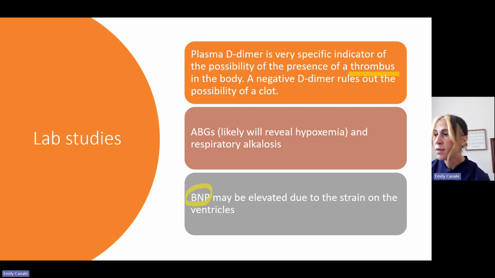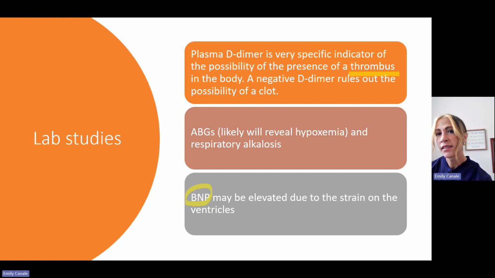The ABGs later, though, they could change depending on the stage, and could eventually reveal metabolic acidosis because that hypoxemia has been ongoing, and now the body is trying to compensate, switching to anaerobic metabolism in the later stages of PEs.